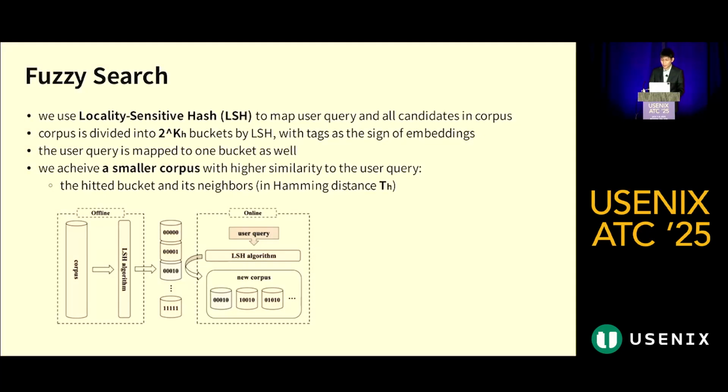For fuzzy search, SNARY uses a locality-sensitive hashing algorithm in the offline path. SNARY splits the corpus into 2 to the power of k hash buckets. Items with similar embeddings end up in the same bucket. Online, SNARY maps the query to a bucket, and then accesses the target bucket plus its neighbors. The neighbors are determined by a Hamming distance that's less than or equal to th. This reduces the corpus to a small subset. Then SNARY runs an exact search on this subset.